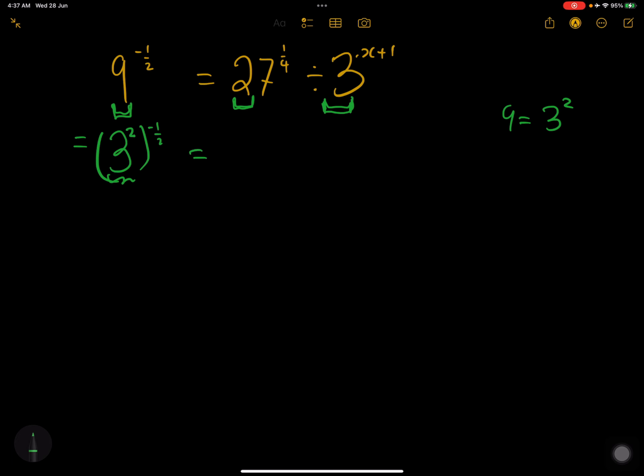It's going to be equal to, the 27 is also going to be 3 to the power of 3, and there is something also on top, which is 1/4. And then we have divided by 3 to the power x plus 1.